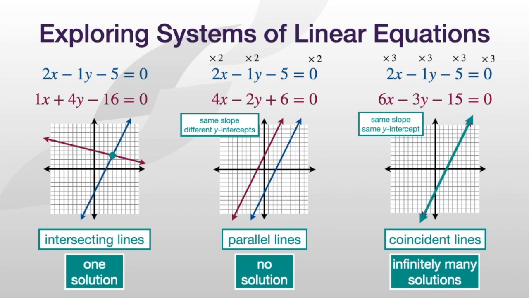Finally, intersecting lines have different slopes. The ratios of the coefficients of y to the coefficients of x are not equivalent.